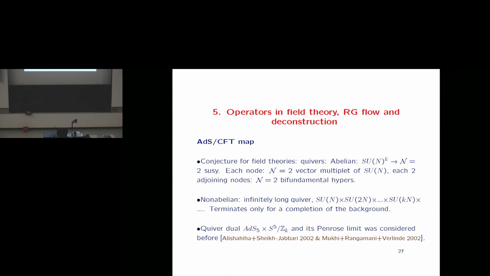In a non-abelian case, the quiver is infinitely long. It has nodes with SU(N), SU(2N), SU(KN), dot, dot, dot. And as Carlos Nunez said, this would only terminate if we find a completion of the background. Otherwise, this thing doesn't make sense. It's somewhat singular. The quiver dual to AdS5 cross S5 mod Z_K and its Penrose limit was considered in 2002 by these people. So now we would like to consider the case T-dual to that.